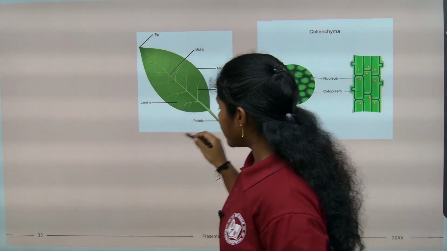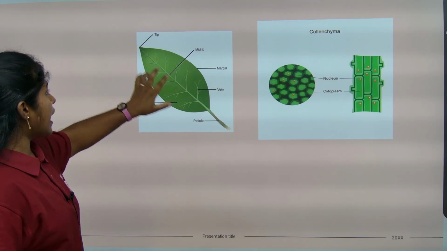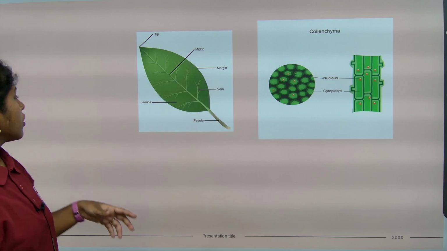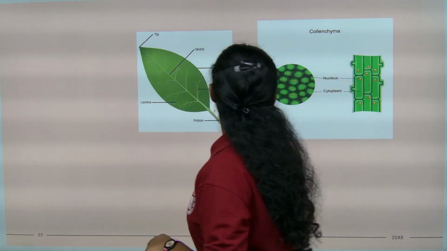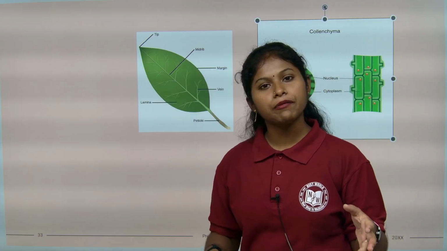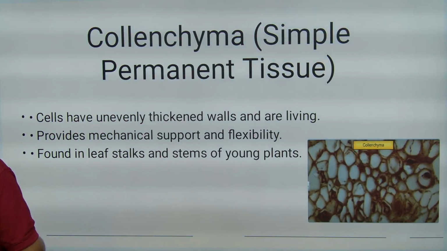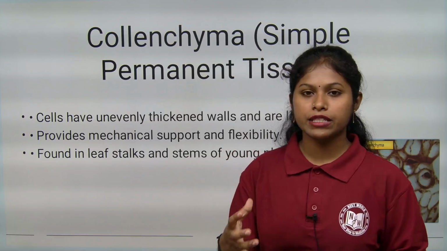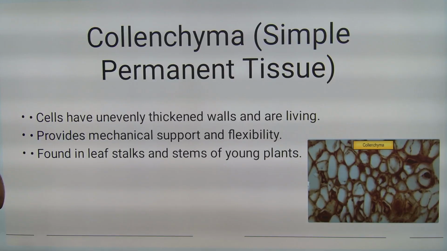See here, it is a petiole. The petiole is made up of Collenchyma cells only, and the midrib and margin are also made up of Collenchyma cells only. There are no intercellular spaces, and the cells have cytoplasm and a cell wall. The cell wall is made up of cellulose and pectin substances. So it is mainly present in the leaf stalk, and stems of young plants. It is mainly involved in flexibility. Right, children?